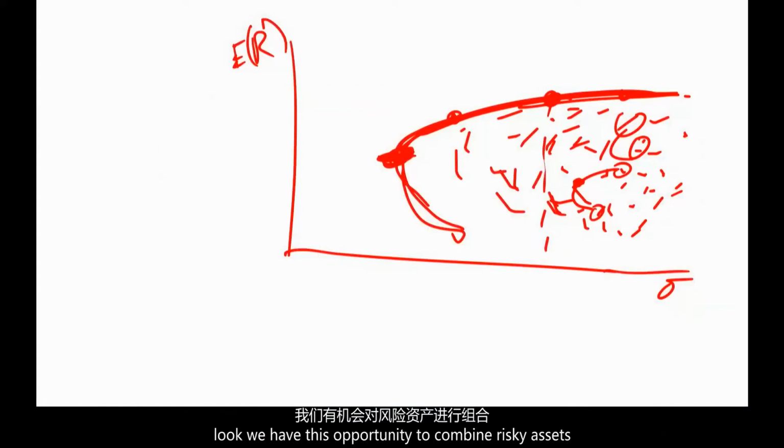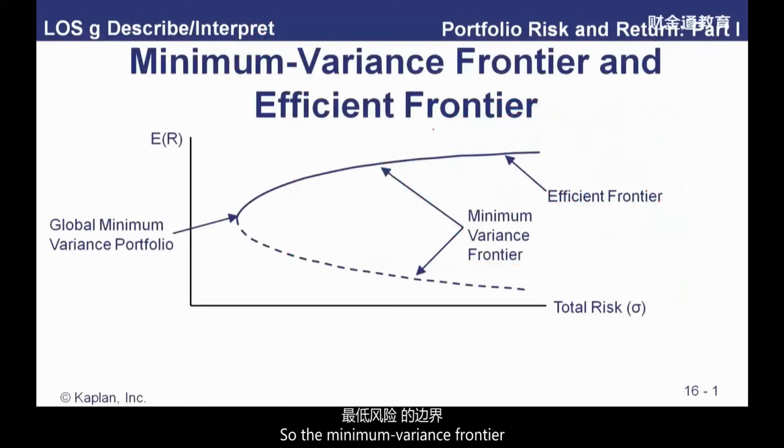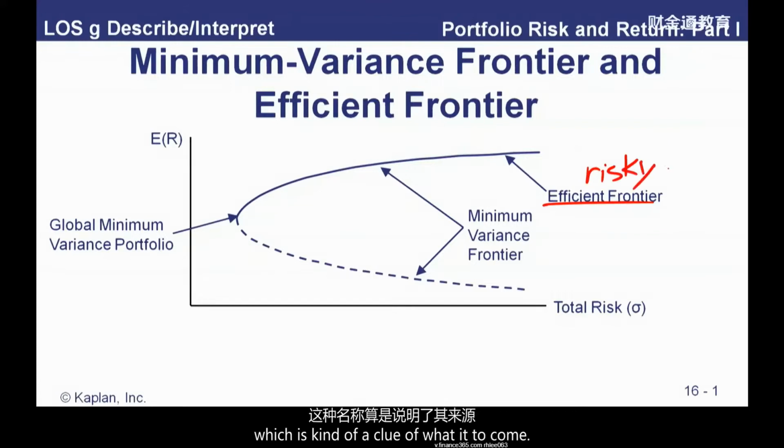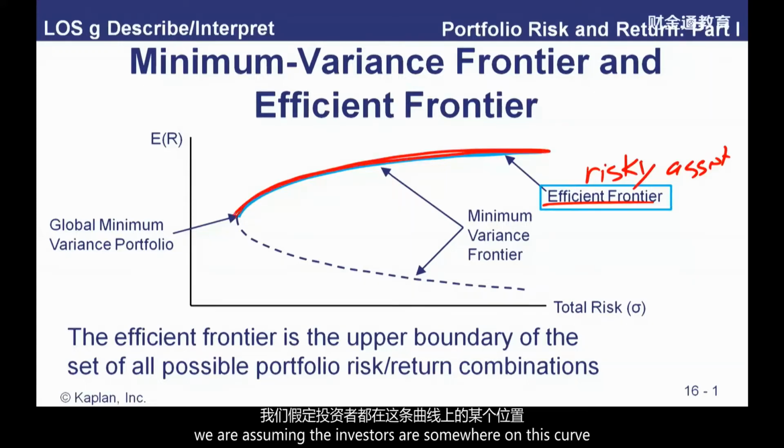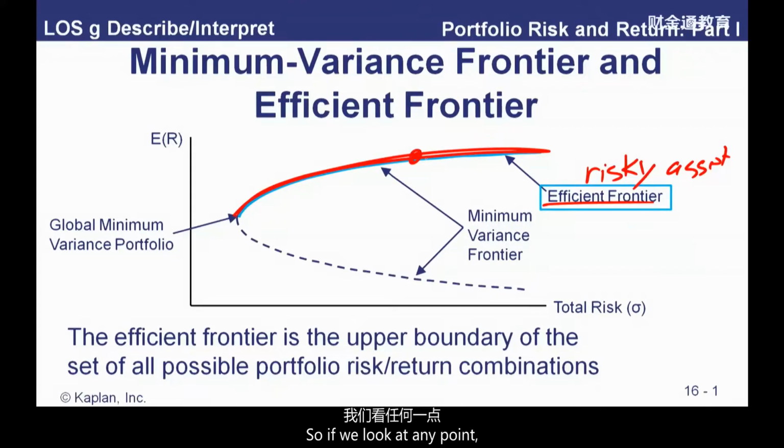And all that says is, look, we have this opportunity to combine risky assets to come up with optimal diversification. So the minimum variance frontier, or the efficient frontier, sometimes called the risky asset, which is a kind of a clue of what is to come, the risky asset efficient frontier. Okay, well, that's this part of the curve, and that's basically when we talk about mean variance optimization, mean variance diversifiers, or Markowitz efficient diversifiers. All of those mean that we are assuming the investors are somewhere on this curve because those are the best options available. So if we look at any point, we can describe it in two ways, right?